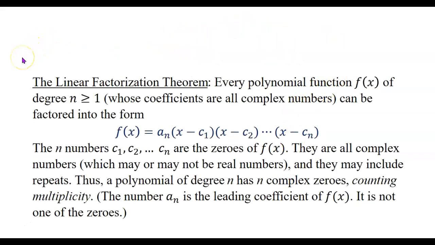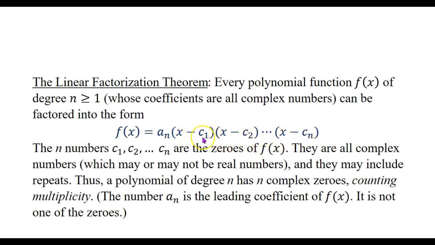That's what our book calls the linear factorization theorem. Every polynomial function of degree n greater than or equal to 1, so n just stands for whatever the degree is, whose coefficients are all complex numbers, so they might all be real numbers or they might involve i, can be factored into the form a sub n times x minus c1 times x minus c2 times and so on. So there's as many of these x minus something factors as the degree of your polynomial. If it's degree 5, there's going to be 5 of these.